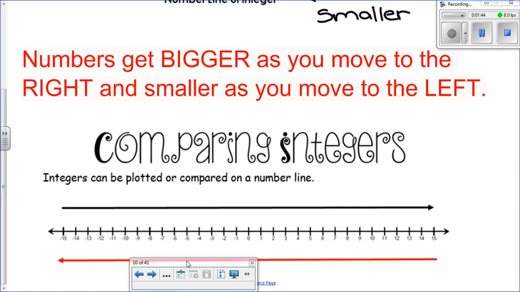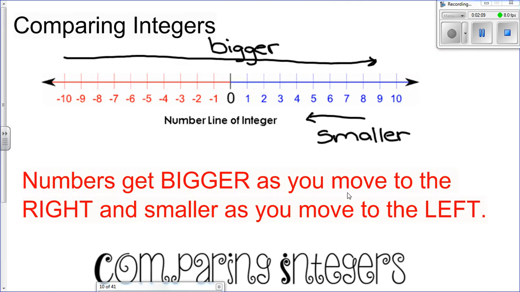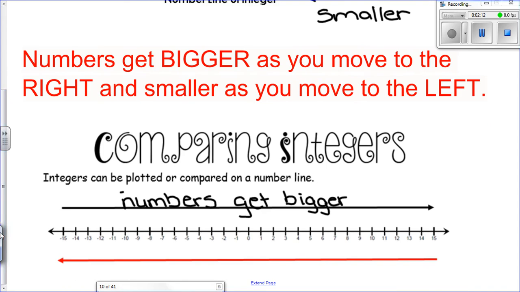Okay, so here are your notes. You can go ahead and write on here that the numbers get bigger or larger when we move to the right, and as we're going to the left, the numbers get smaller.